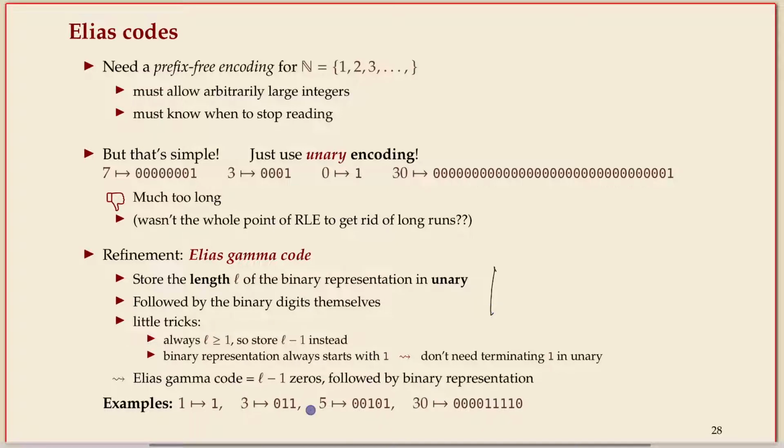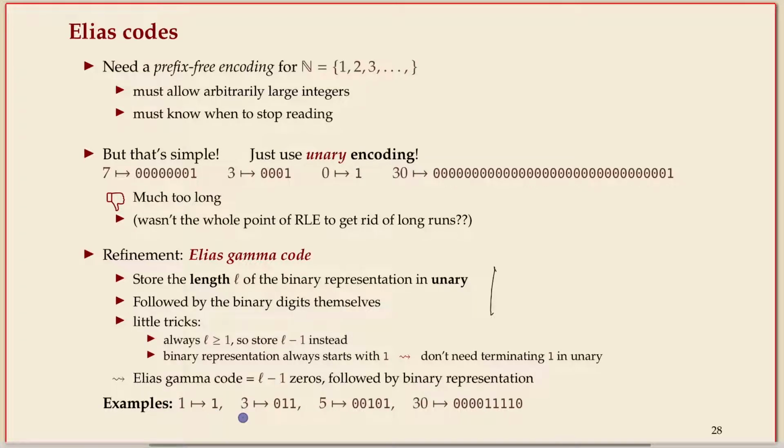So here are some examples. 1 is just mapped to 1. Now, how's that? 1 in binary is a single 1. The length of that is 1. We store not the length, but length minus 1. So we store 0 zeros followed by the binary representation, which is just 1. 0 zeros, 1. Okay?